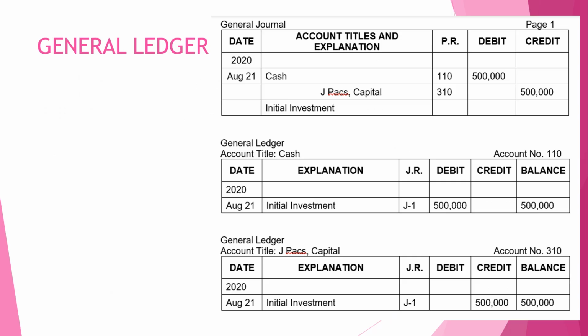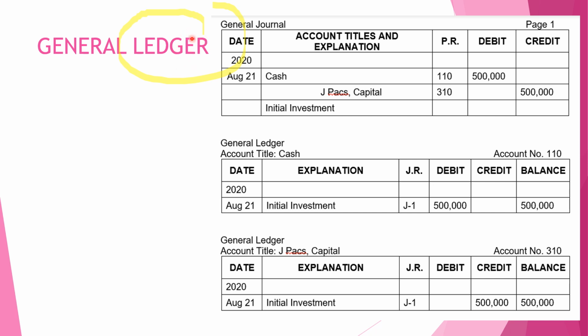So next we have here the general ledger. So let's define first ledger. Okay, this refers to the accounting book in which the accounts and the related amounts as recorded in the journal are posted periodically. So the ledger is also called the book of final entry. If journal is the book of the original entry, ledger is the book of final entry, because all the balances in the ledger are used in the preparation of financial statements.